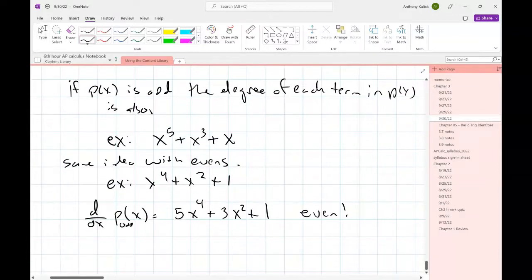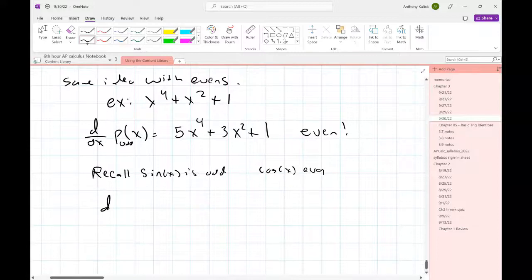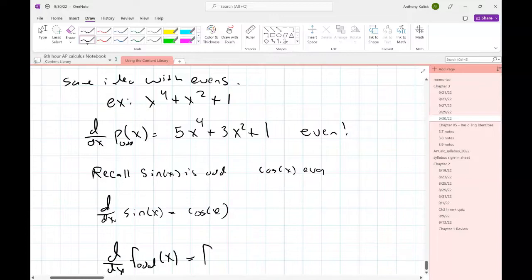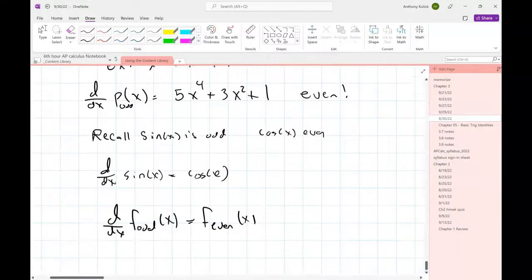Another example, you remember the graphs for sine and cosine function? Sine is odd, cosine was even. So the derivative of my odd function is an even. At this point, I'm pretty convinced that the derivative of an odd function is just going to give me an even one back. Cool with that?